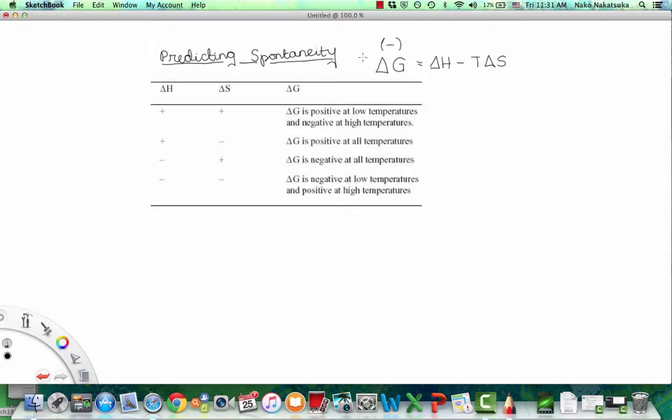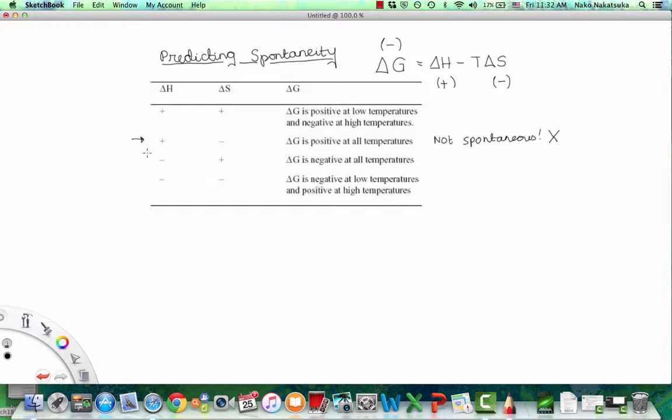So let's look at this example right here. Delta H is positive and delta S is negative. In this case, if you have a positive number and you're subtracting a negative number, regardless of what temperature is, you're going to end up with a positive delta G value, right? Thus, delta G is positive at all temperatures, and this is not spontaneous, which I'll show from now on by writing a cross.